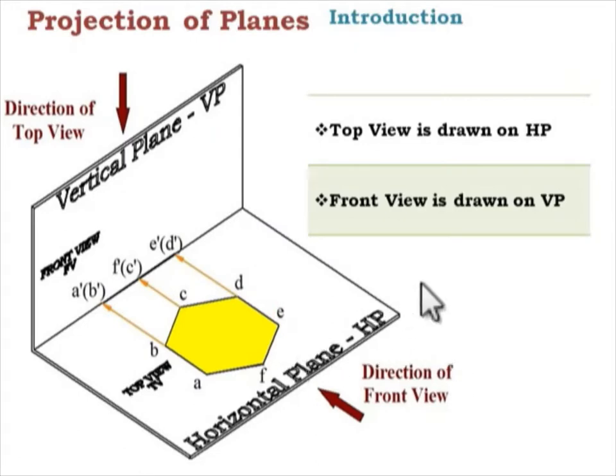This figure also represents hexagonal lamina in first quadrant, but the hexagonal lamina is placed on horizontal plane. In such a case, the front view will be drawn on the reference line or reference axis.